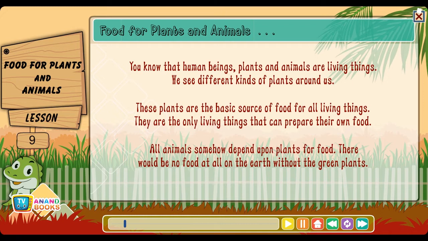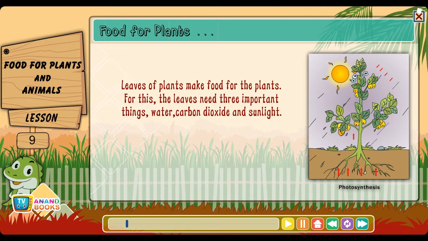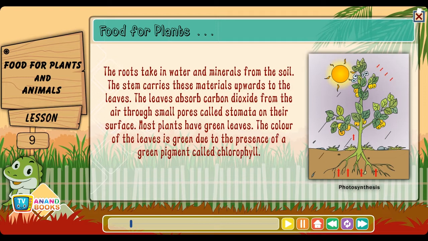Food for plants. Leaves of plants make food for the plants. For this, the leaves need three important things: water, carbon dioxide, and sunlight. The roots take in water and minerals from the soil. The stem carries these materials upwards to the leaves. The leaves absorb carbon dioxide from the air through small pores called stomata on their surface.